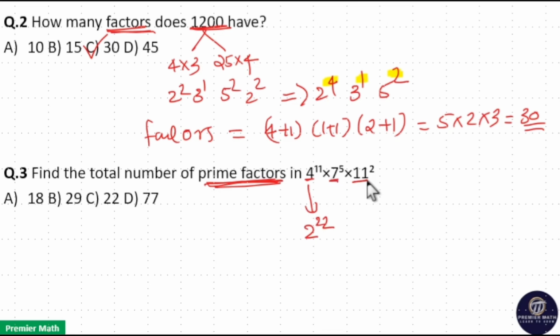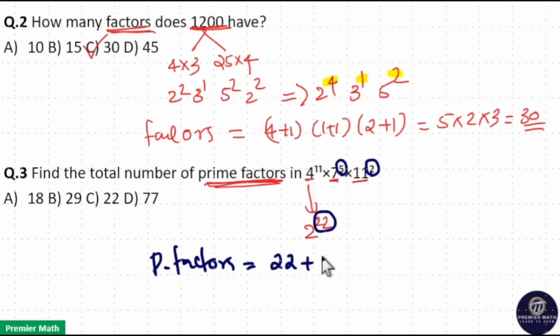Now here 7 and 11 are prime numbers. So take the powers of these prime numbers, that is 22, 5 and 2. Then take the sum. That is your answer. That is, here prime factors is equal to 22 plus 5 plus 2, that is 29. Option B is your answer.